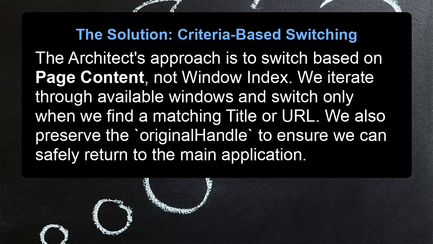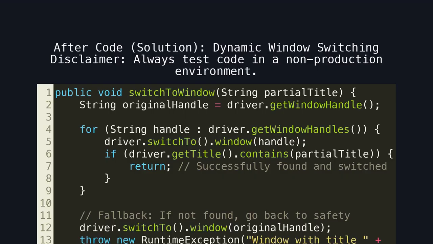The solution, criteria-based switching. The architect's approach is to switch based on page content, not window index. We iterate through available windows and switch only when we find a matching title or URL. We also preserve the original handle to ensure we can safely return to the main application. After code solution, dynamic window switching. Disclaimer, always test code in a non-production environment.